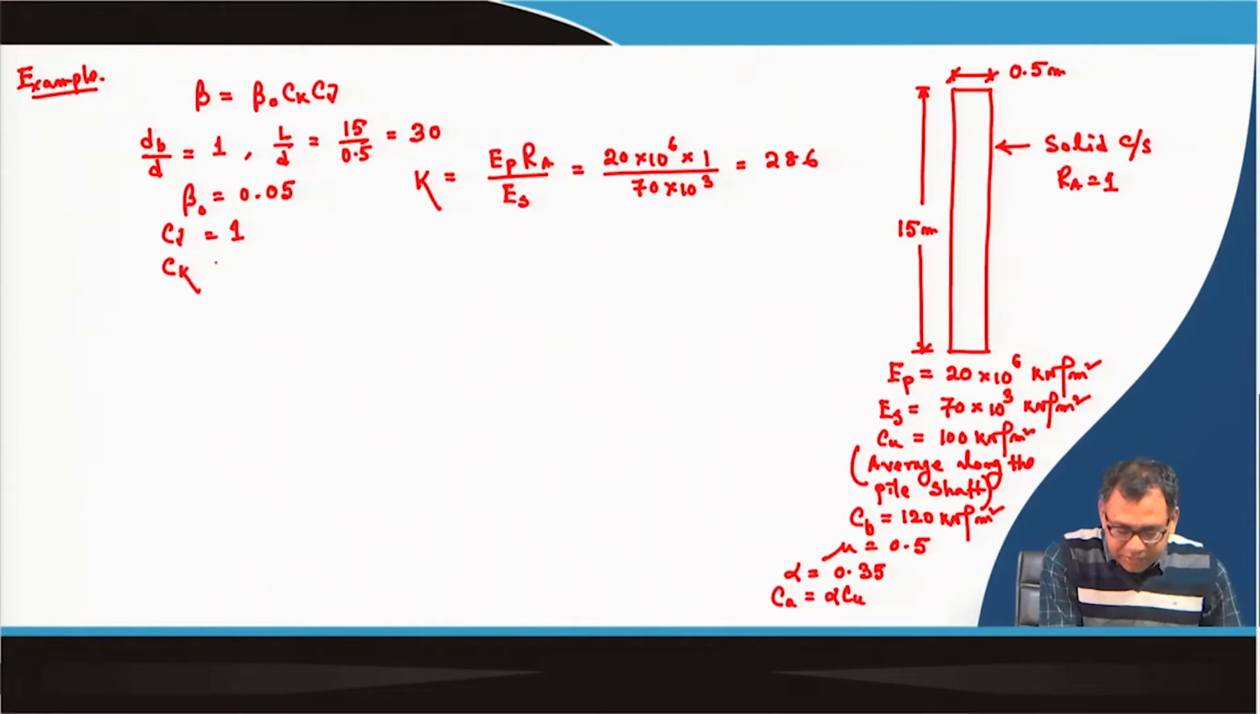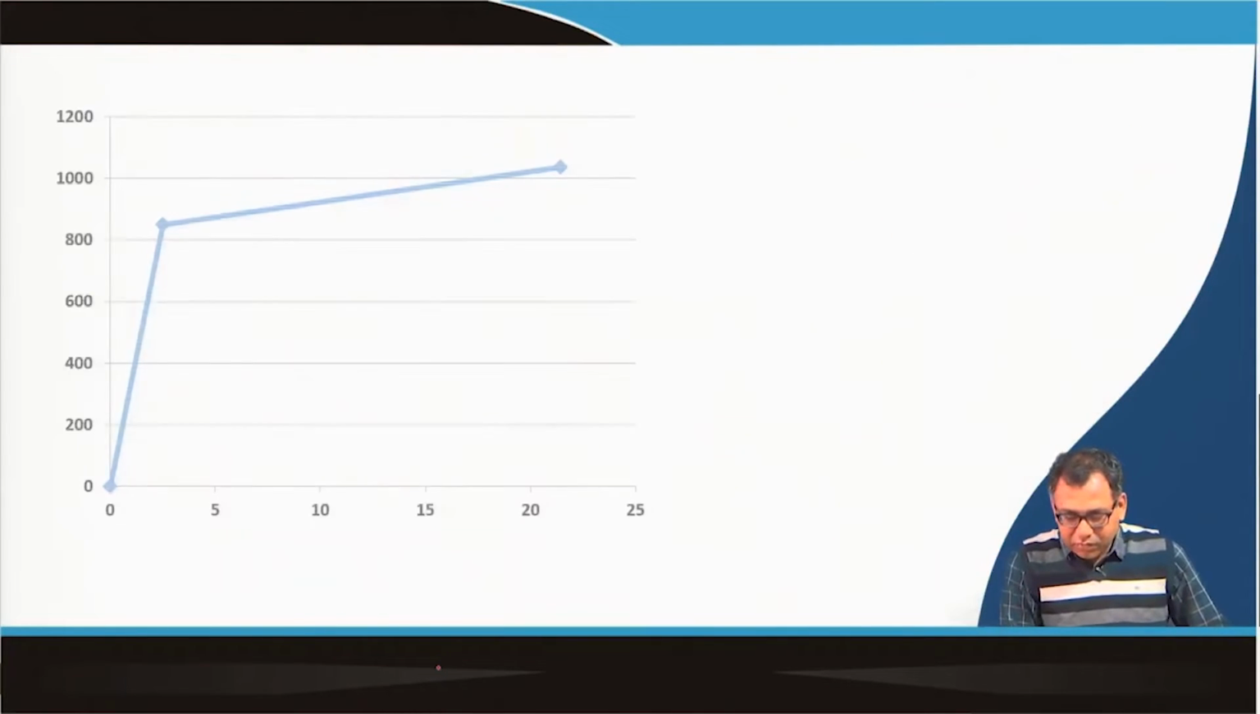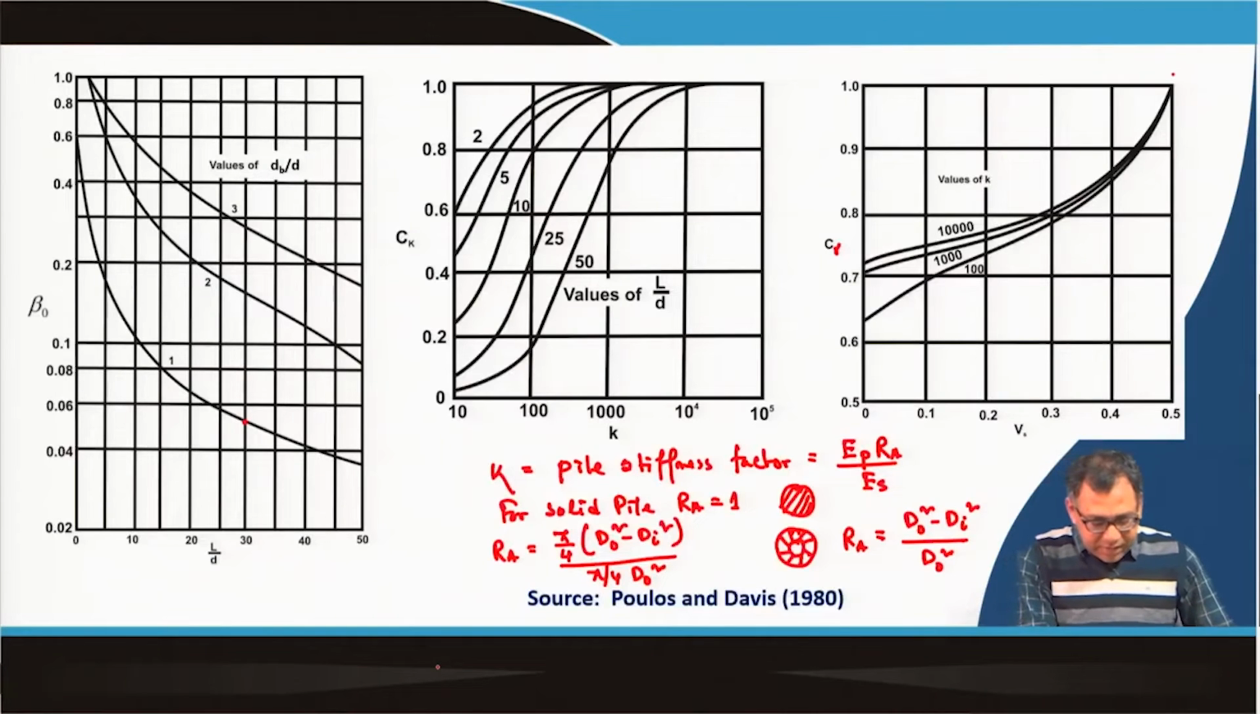Now, C k we have to calculate corresponding to this k equal to 286. So, beta 0 we have calculated, this is 0.05, this is the value, and for k equal to 286 and L by D is equal to 30. So, this C k value will be around 0.6. So, this is for 30 will be somewhere here and this is 286 will be here. So, this is the C k value.